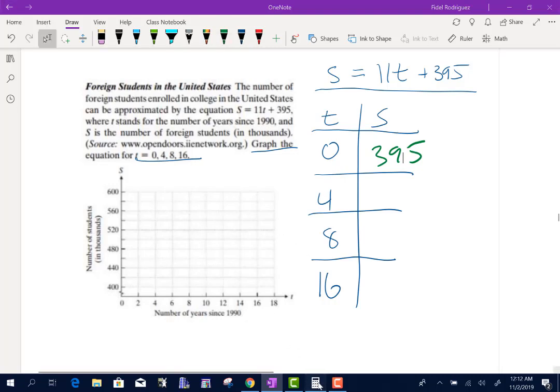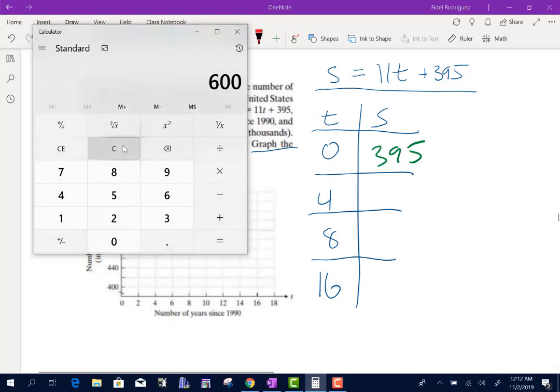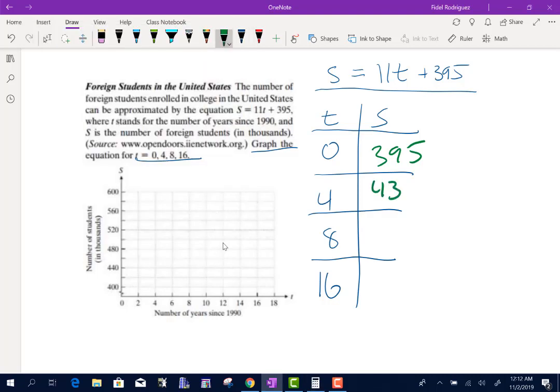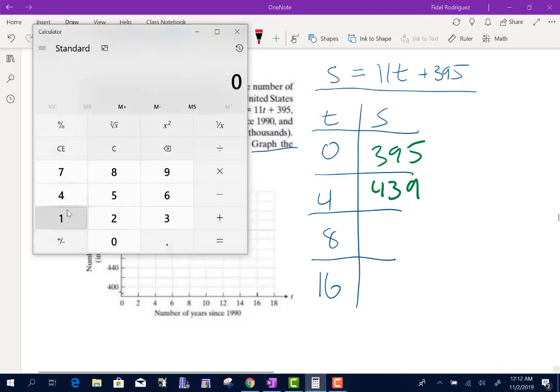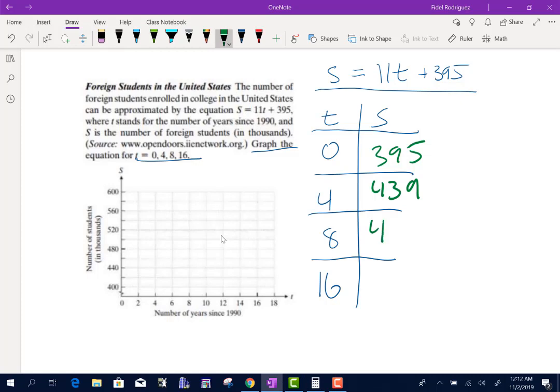Okay. So now look, let's do it again the second time. I'm going to use my calculator here. Let me clear this out. I'm going to take 11 times 4. So 11 times 4, 44, right? We knew that. Plus 395. I'm coming up with 439, so that's going to be the number that I'm going to write right here, 439. Okay. I'm going to do this again on my calculator. I'm going to clear it out. What's 11 times 8? Should be 88, voila. Okay. Plus 395, 483. So that's the number that I'm going to write right here, 483.